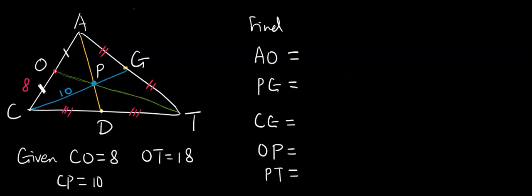Okay, let's solve the problem. Our labels here are 1, 1, which means CO is given to us as 8, and OA is also 8 units.